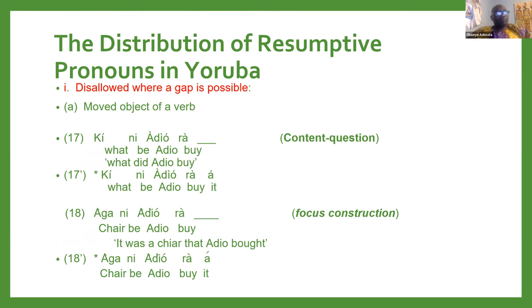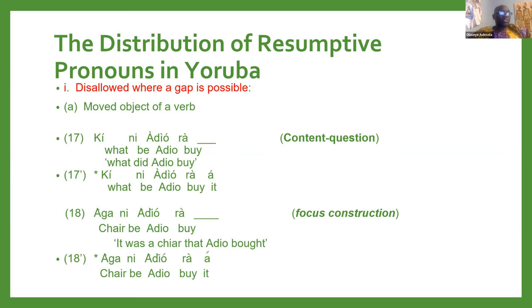So let me pinpoint where this is seen in the structure of the sentences in the language. Resumptive pronouns generally are used when gaps are not allowed. Where gaps are disallowed, that is when resumptive pronouns are used. For example, look at sentence 17, Kini Adiora. Here the content question word ki is moved to the external antecedent position of ni, and then there's a gap. The sentence is perfectly acceptable because a gap is acceptable in that context.